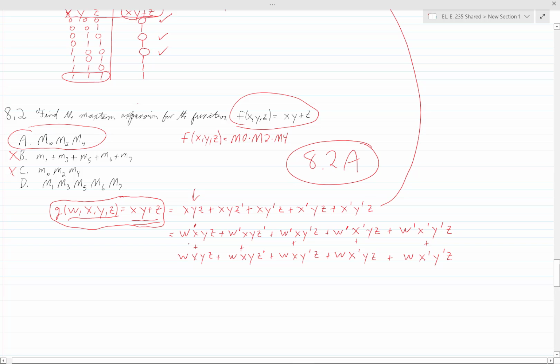remember that when we're trying to find the names of minterms, the prime variables get zeros and the unprimes get one. So we'll have 0, 1, 1, 1, 0, 1, 1, 0, 0, 1, 0, 1, 0, 0, 1, 1, 0, 0, 0, 1, 1, 1, 1, 1, 1, 1, 1, 0, 1, 1, 0, 1, 1, 0, 1, 1, 1, 0, 0, 1.